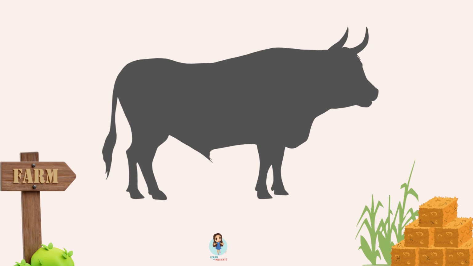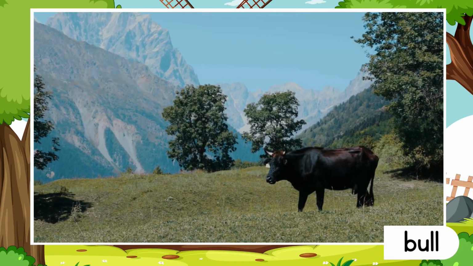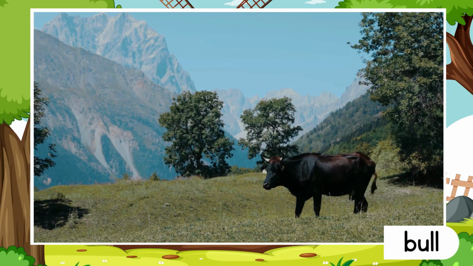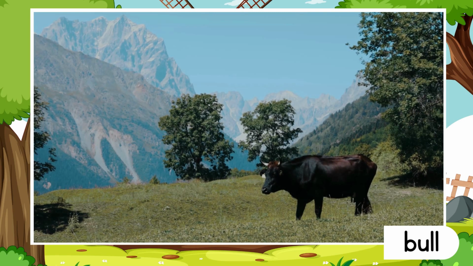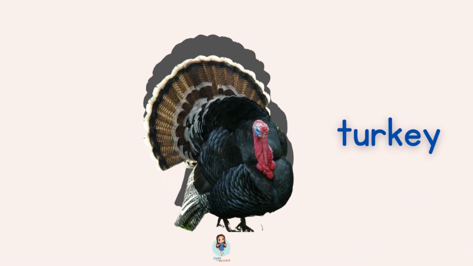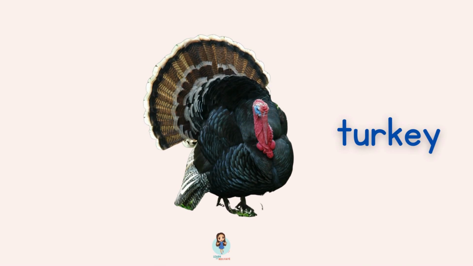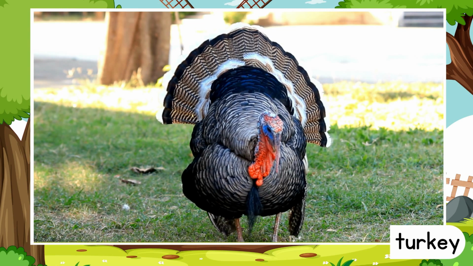Guess this animal. Bull. Bull. This is a bull. Bull. What animal is this? Turkey. Turkey. This is a turkey. Turkey.